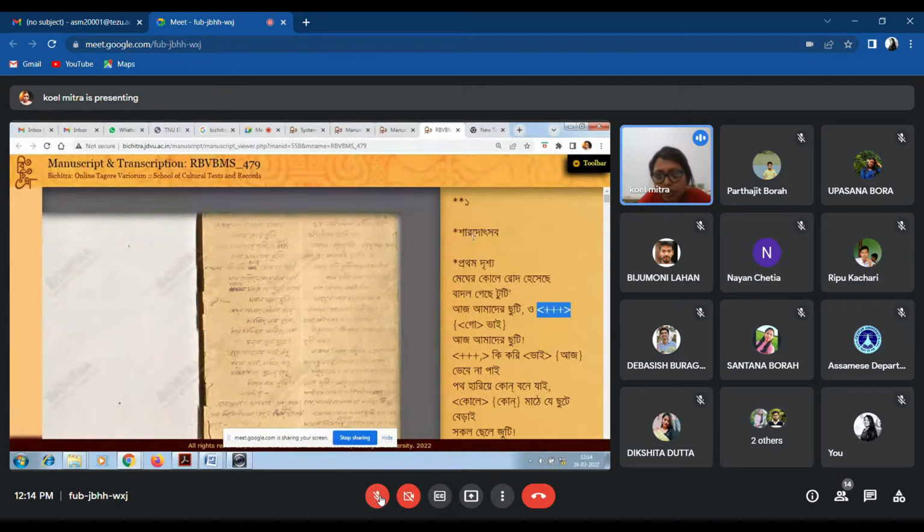Now when we are trying to create a digital transcript of the manuscript, we just cannot write Aaj amader chuti o bhai, Aaj amader chuti. We also have to acknowledge that it originally was not Aaj amader chuti o bhai. It was Aaj amader chuti o go, aaj amader chuti. Now the fact that go got transferred to bhai is a decision that has happened in Rabindranath's mind.